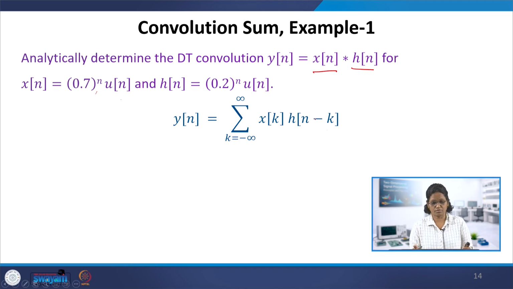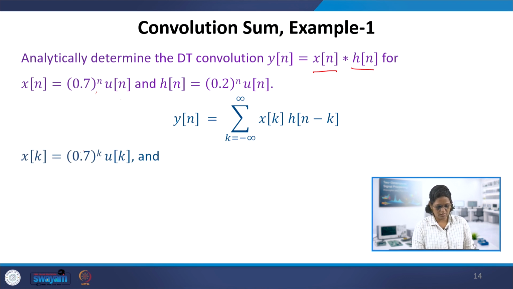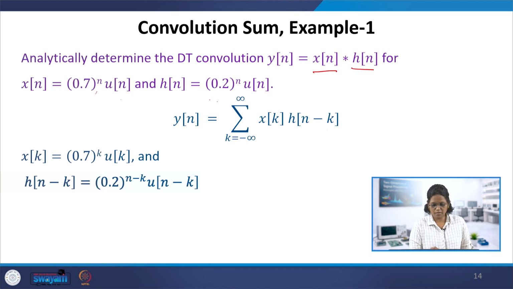Out of the range of these signals, that summation is not valid. So now if we change this to x of k, that is the base to x of k, that is 0.7 power k u of k, and h of n minus k is this. We can first change it to h of k, then find the flipped h of minus k, and then add plus n to it. Or straight away, h of n minus k equals 0.2 power n minus k, where n is replaced with n minus k, and this also u of n minus k.